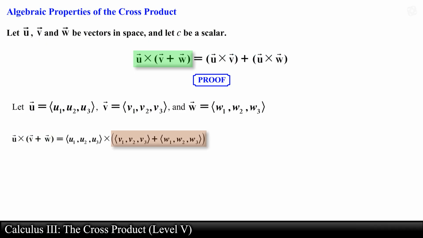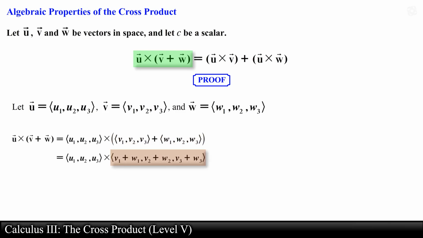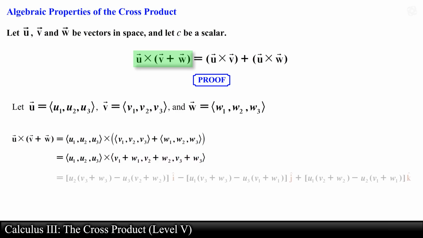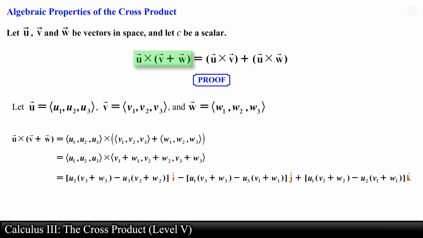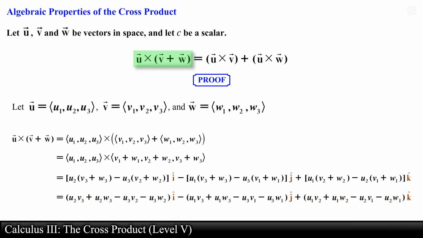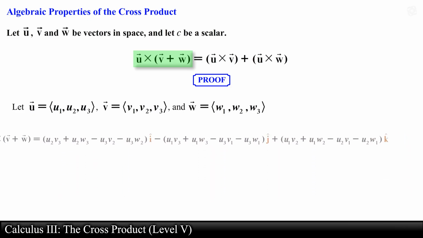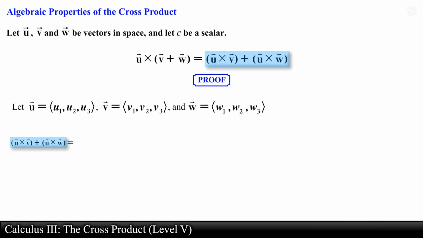We first add vector V with vector W. Doing that, we obtain the following components. Then, we go ahead and find the cross product between vector U and the sum of vector V and vector W. Doing that, we obtain the following components. Next, we go ahead and distribute the components of vector U, obtaining the following. Now we go ahead and do the same for the right-hand side of the expression.